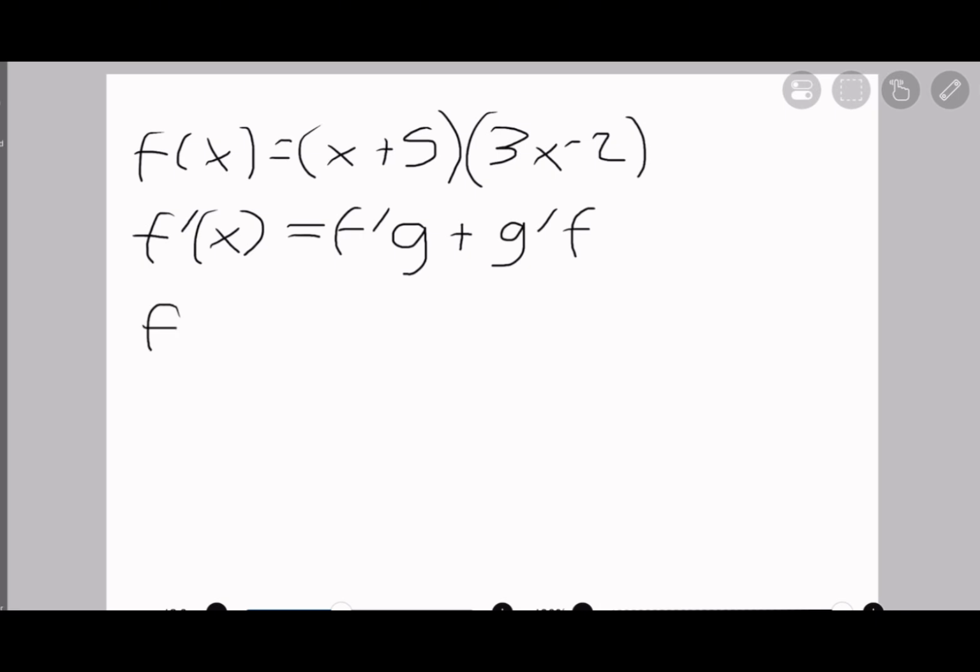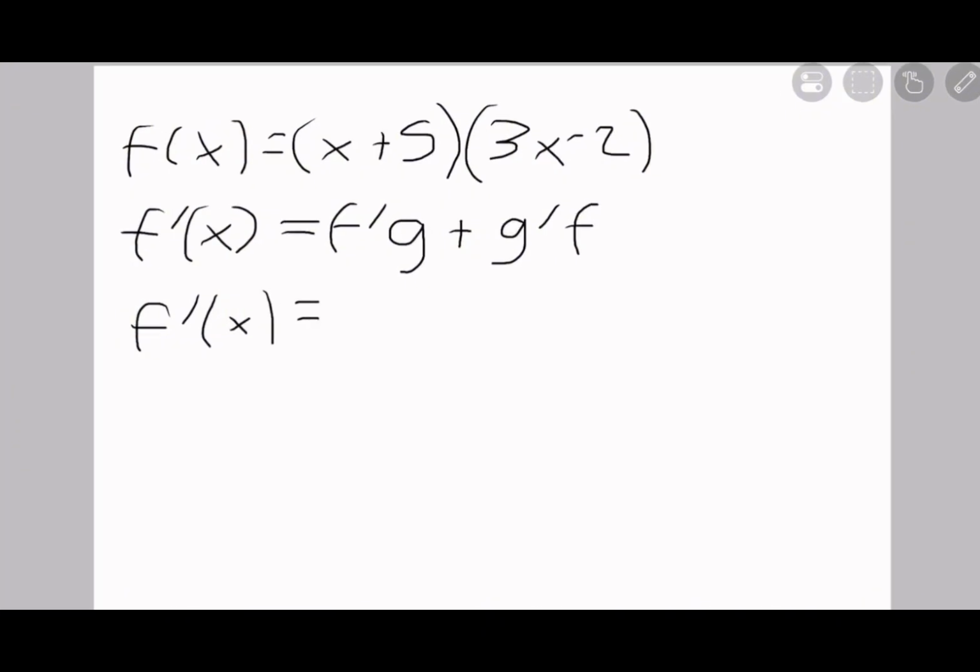So in order to find the derivative of this equation, we need to do this. First, I'm going to label both of the parts that are being multiplied, just to make it a little bit easier to remember what we're deriving in each step. I'm going to label the left one f of x and the right one g of x. This is just going to help us keep track of what we're deriving.